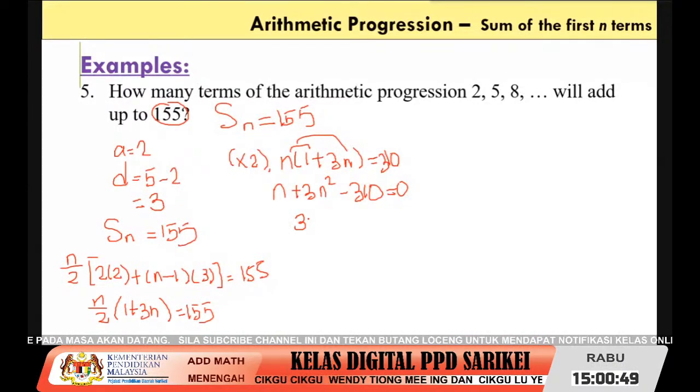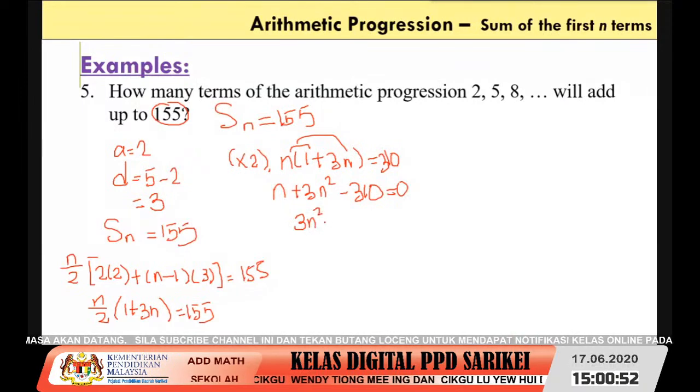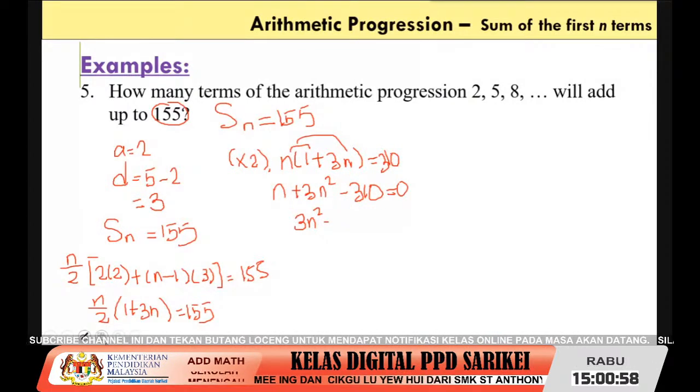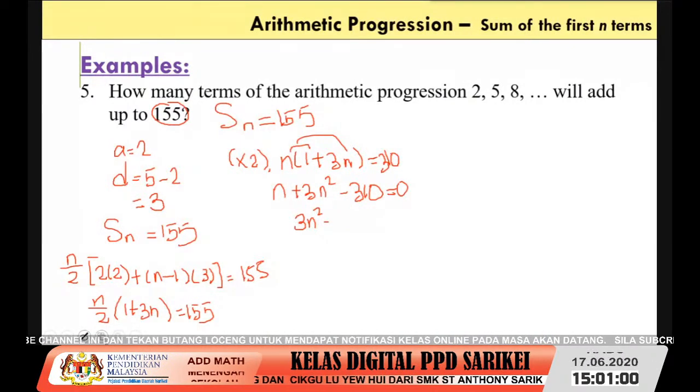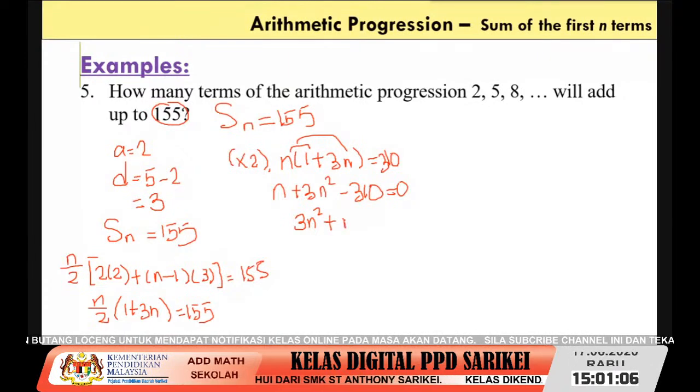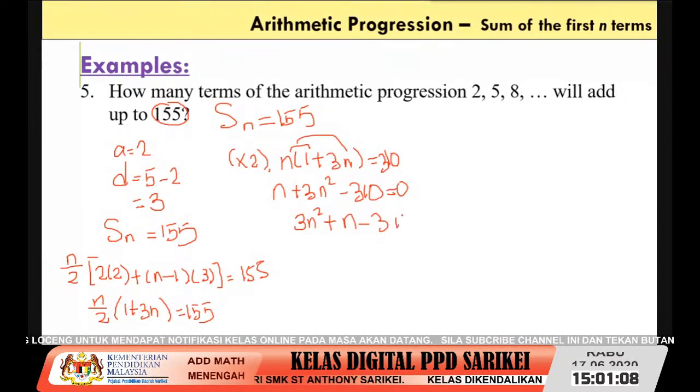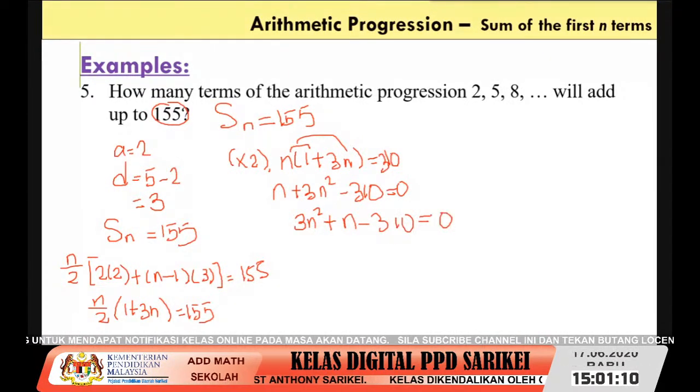This one actually is a quadratic equation. Okay, sorry, it's 310. Yeah, 310. Okay, 3n squared plus n minus 310 equal to 0. So this one is a quadratic equation.